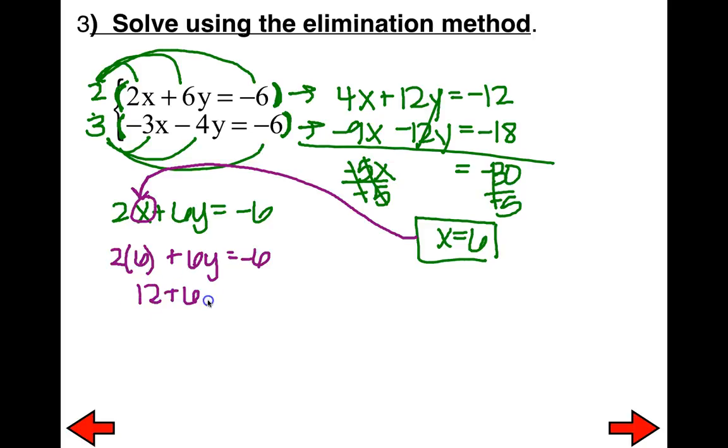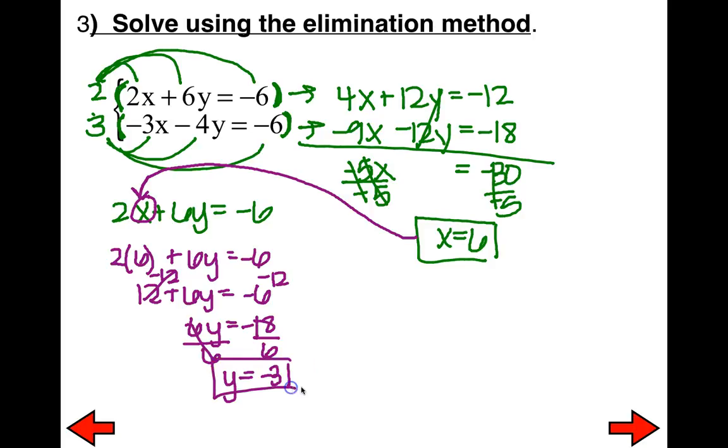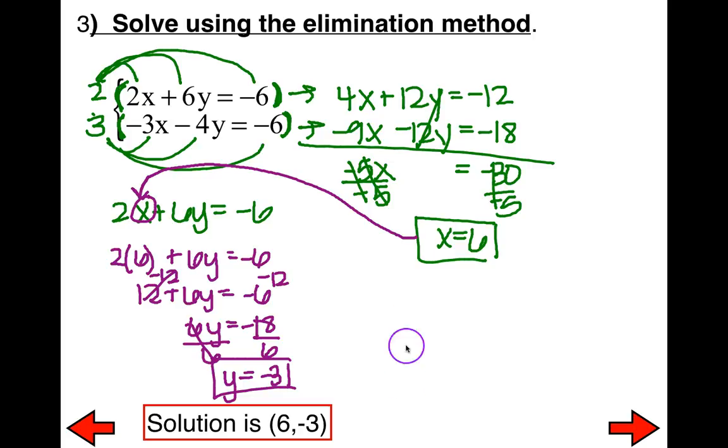12 plus 6y equals negative 6. Subtract 12 from both sides. 6y equals negative 18. So divide both sides by 6. And I'm left with y equals negative 3. So here, the solution is 6 comma negative 3. Friendly reminder, x is written first, y is written second.